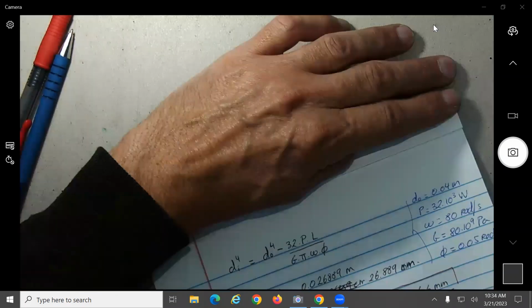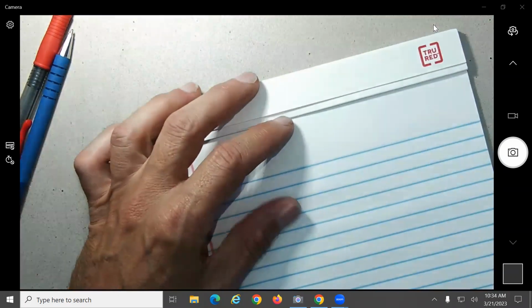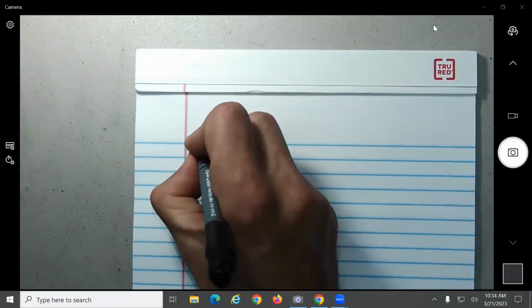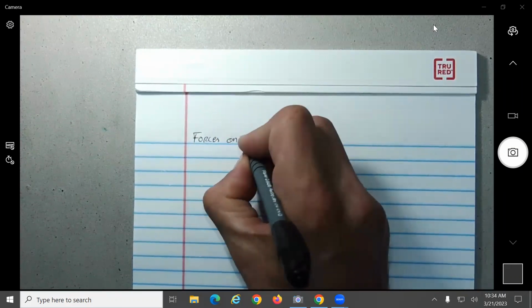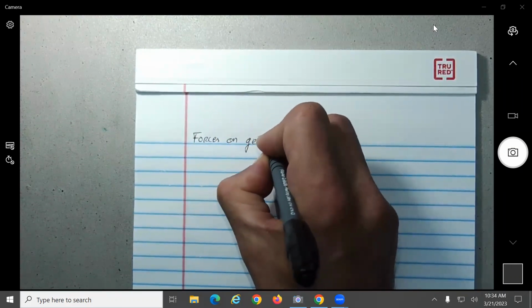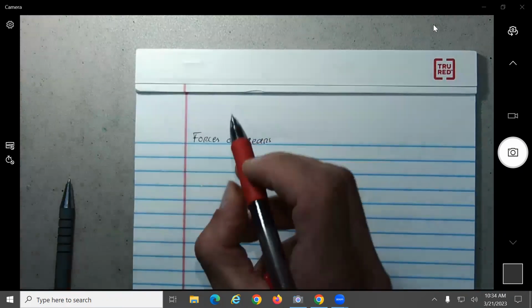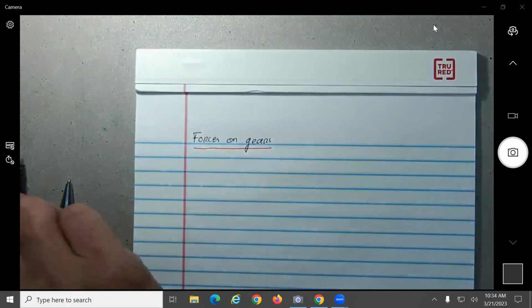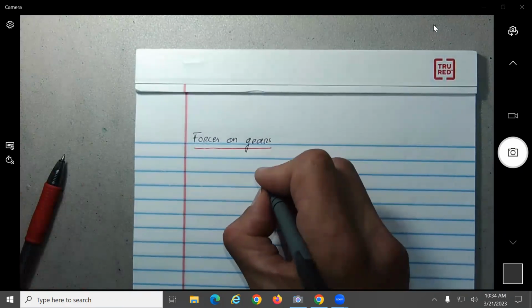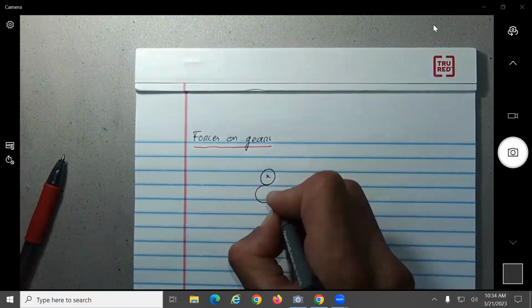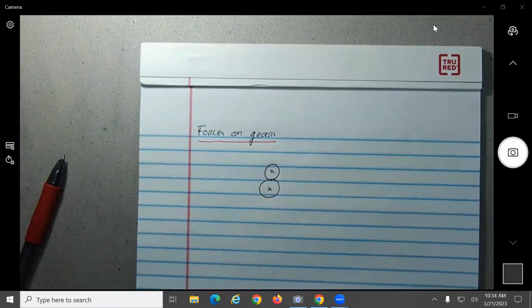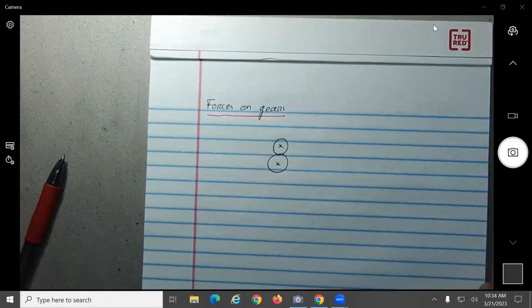All right. We're gonna go, like I mentioned, to the forces on gears. So basically we have here one gear. Maybe do a little bit bigger. That should be a little bit bigger. I'm not that good at doing this.